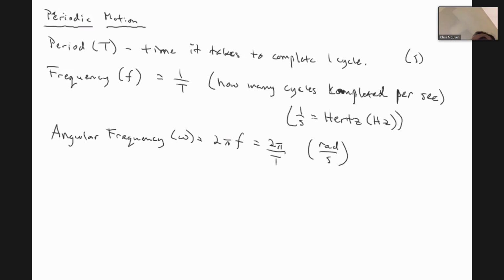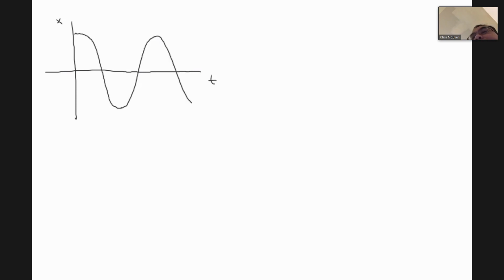So what periodic motion does is it models what we did, let's say, in position versus time. Starts at some amplitude, goes down, comes back up, so on and so forth, right? And so the typical, sure.